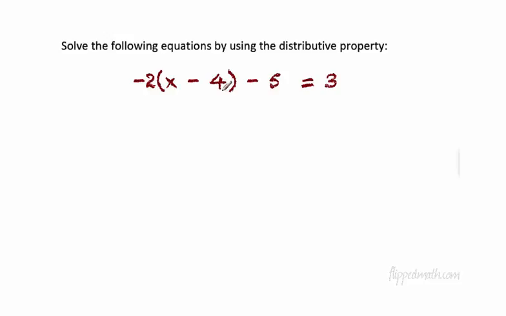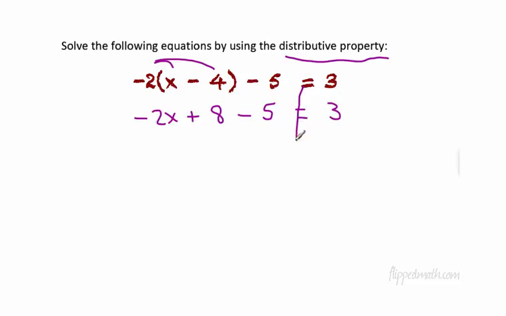How about this one? Here's a little hint. We're going to use the distributive property. Remember what that is? Swoopy swoopies. As we swoop, what do we get? -2x. We have a -2 times a -4. That's a +8. The distributive property ends there because that's the end of our parentheses. So this -5 just comes down, and this is all equal to 3.